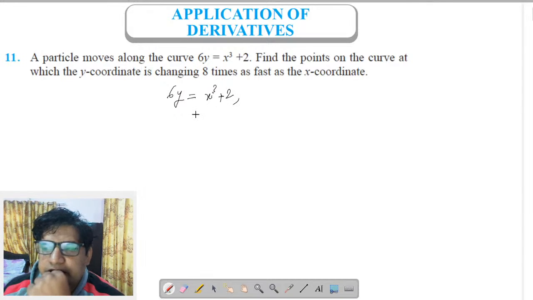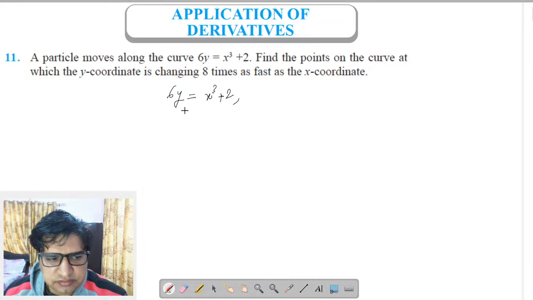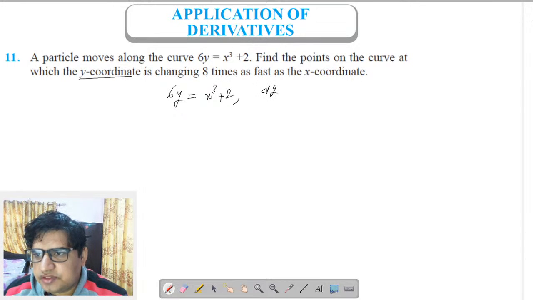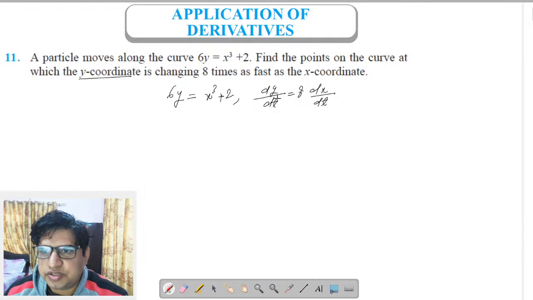And we need to find the point on the curve at which the y coordinate is changing 8 times as fast as the x coordinate. So what we need to do here is find the points where the y coordinate is changing. If it is not specified otherwise, the y coordinate will change with time. So dy/dt = 8 dx/dt, that is given to us. We need to find the point where this situation exists. Okay, so let's try to find the points on the curve, and as the equation is given to us, let's differentiate it.